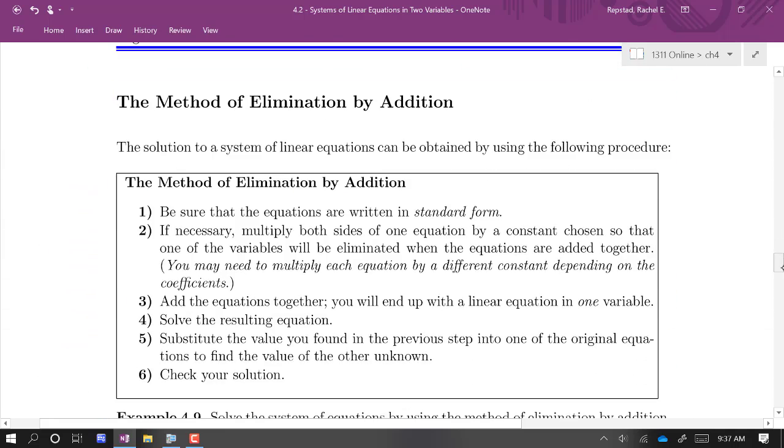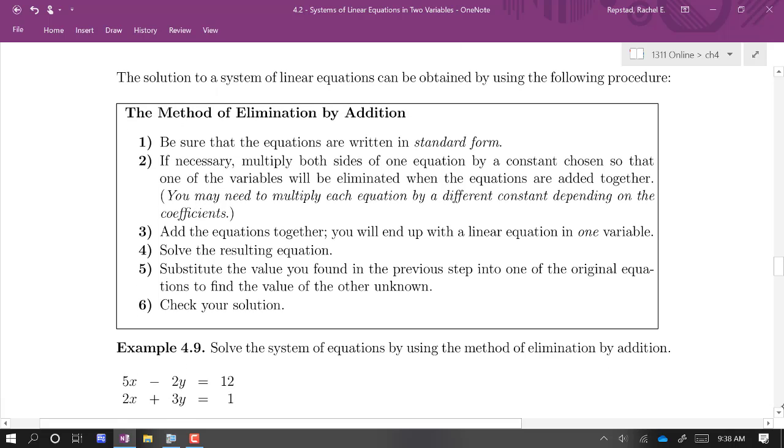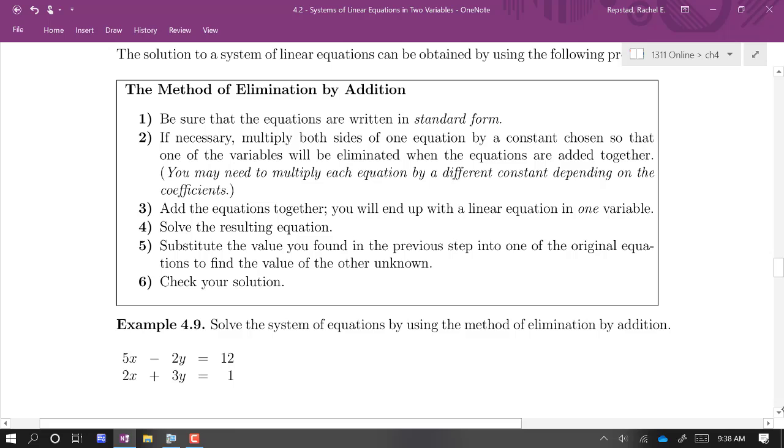The other algebraic technique that we have for solving a system of equations is to use the method of elimination by addition. Elimination by addition can actually be pretty convenient, especially when solving by substitution could lead to something a little bit more labor intensive algebraically. And here's the idea.